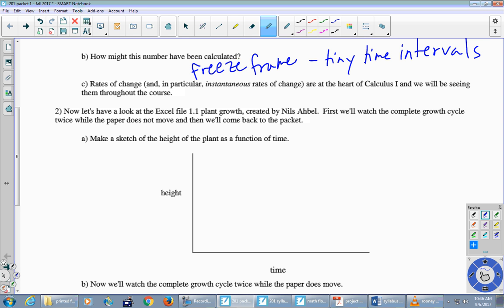And now you're going to try to capture the rate of growth that I described, which was slow in the beginning, and then faster for a little bit, and then slower as it reached its adult height, if that's a word I can use for plants. Okay.